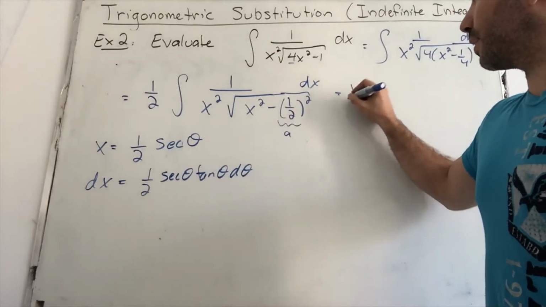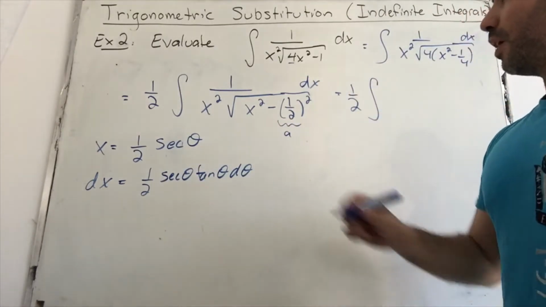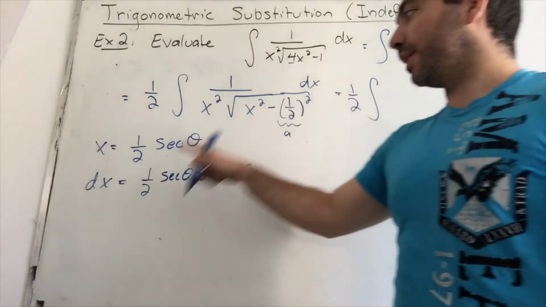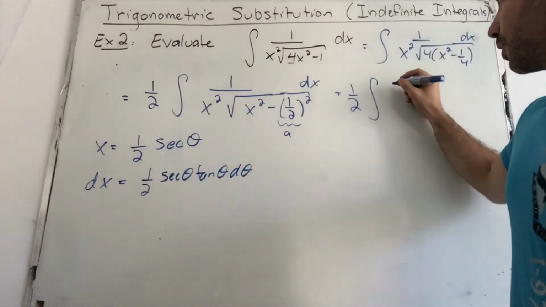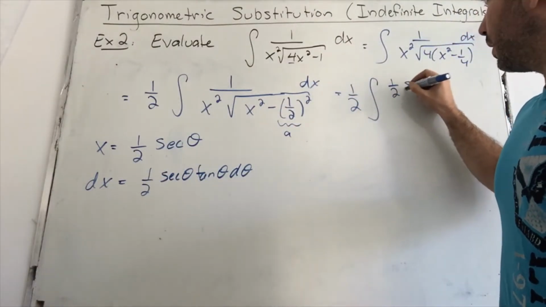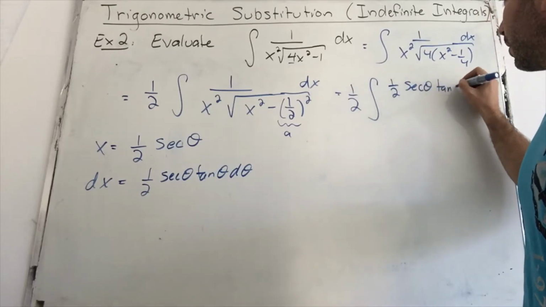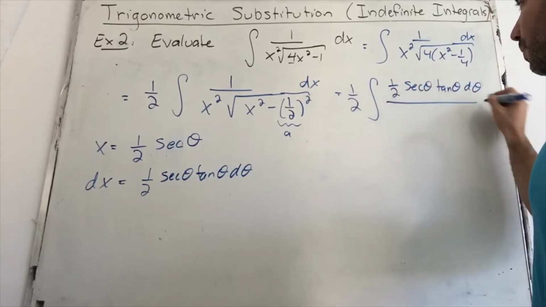And now we transform everything that has x's in terms of just thetas. So we have the 1/2 that's sitting in the front, integral. I'm going to start off with the dx on the numerator. So dx is just this whole thing, so I'm just going to recopy it. 1/2 secant theta tan theta d theta, all on top, divided by.